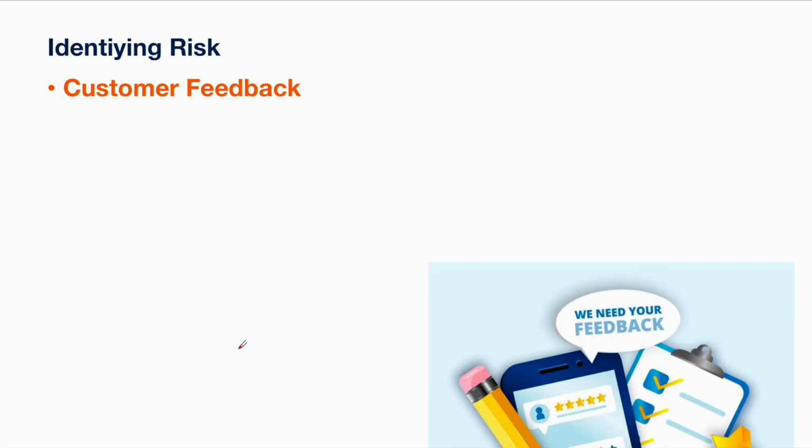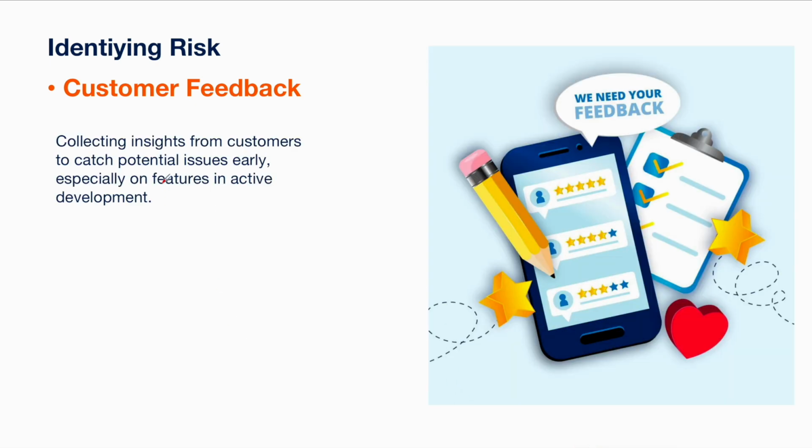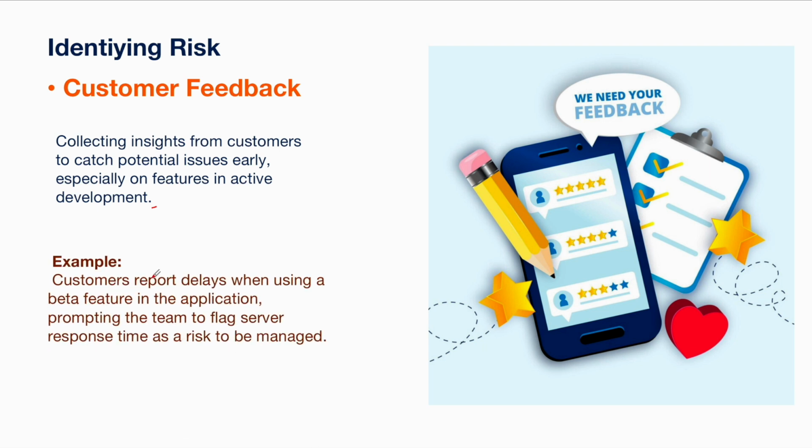Another approach to identifying a risk is customer feedback. Collecting insight from the customer to catch the potential issues early, especially on features in active development. You keep getting the feedback from the customer, which will help you to identify the possible risk. For example, a customer reports delay when using a beta feature of an application, prompting the team to flag server response time as a risk to be managed. User is reporting a slowness in the application. So it means you need to look at the server capacity and the response. What exactly is causing this delay in the response?